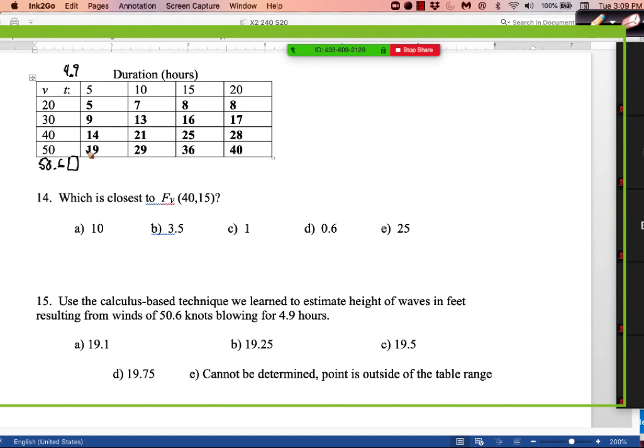What we have to do is estimate both partial derivatives at this point, and then we're going to let the speed increase by 0.6, and let the time decrease by 0.1, and then see how that changes the height of 19. So for dH/dV, or f_V at 55.